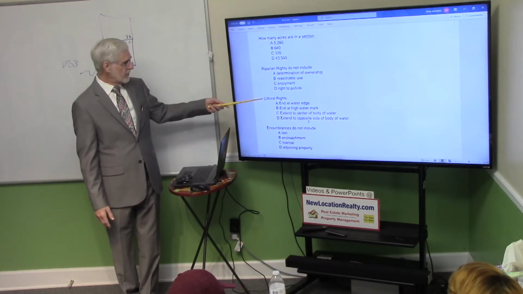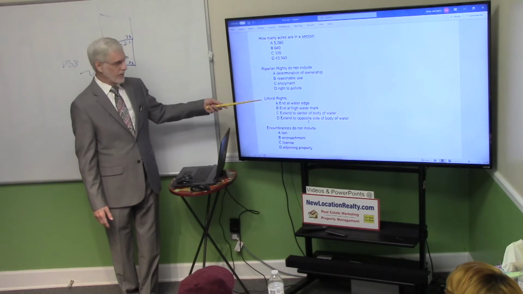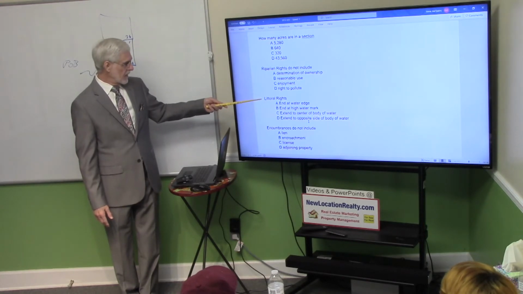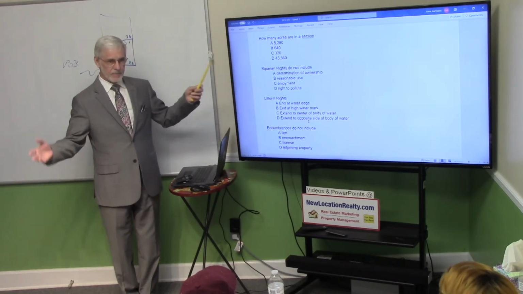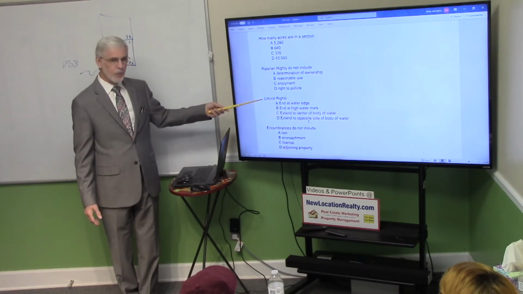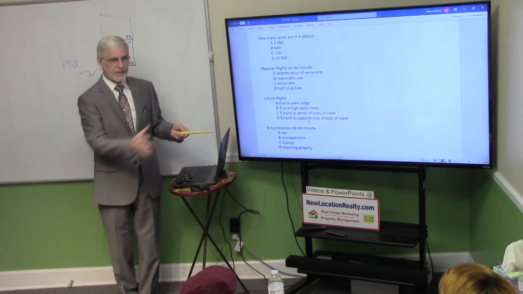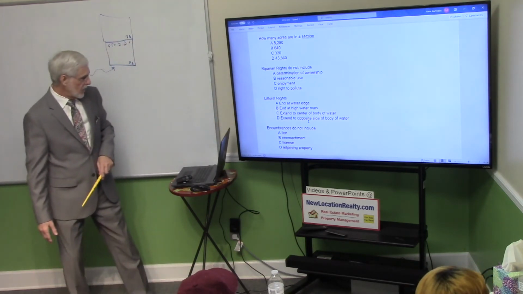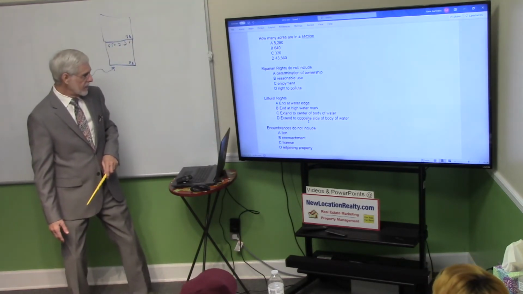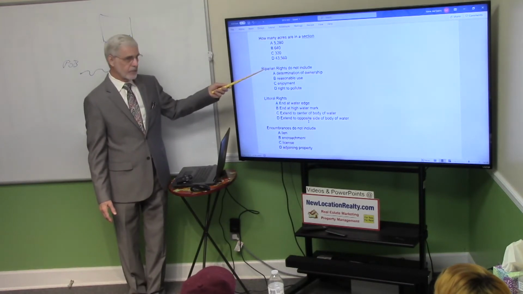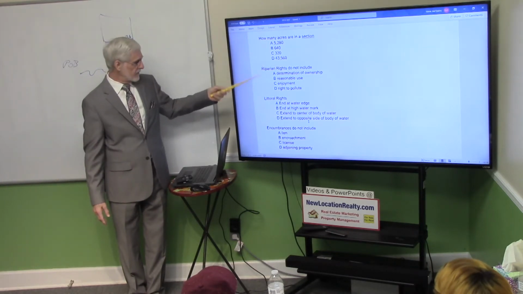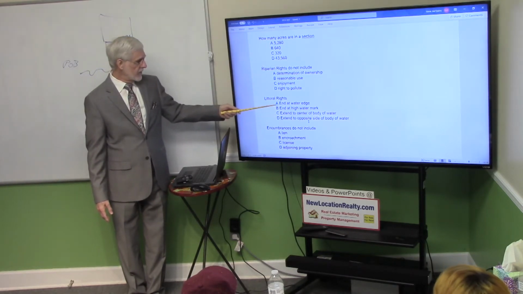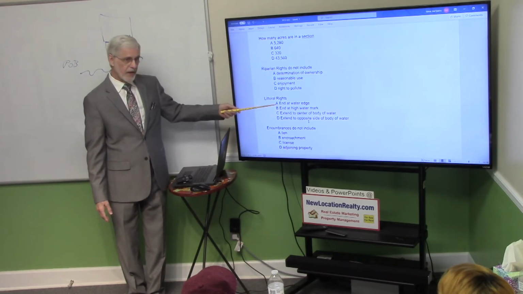Now, what does this right refer to? Isn't it the water's edge? The littoral refers to large bodies of water, the ones where the lunar pull creates tides. And your littoral rights end where? It's not at the water's edge, or is it? Or the center of the body? For this one, yours ends at the water's edge.